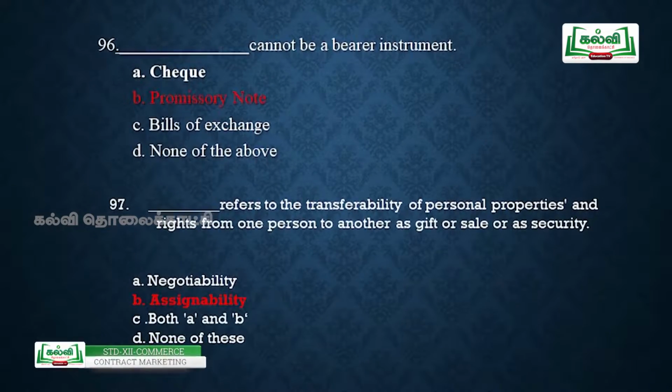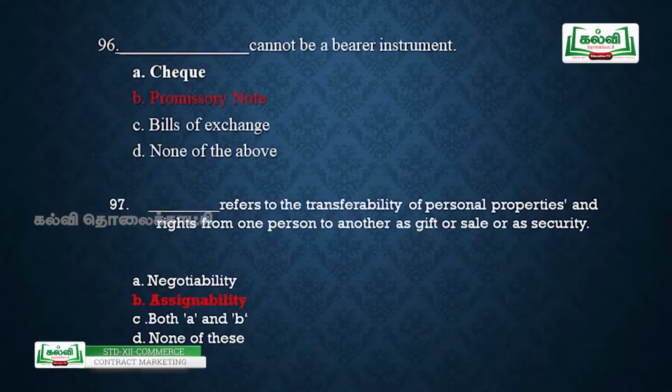The next one, dash refers to the transferability of personal properties and rights from one person to another as a gift or sale or as a security. Transferability of personal properties and rights from one person to another person as a gift, sale or security. We have for option A, negotiability.